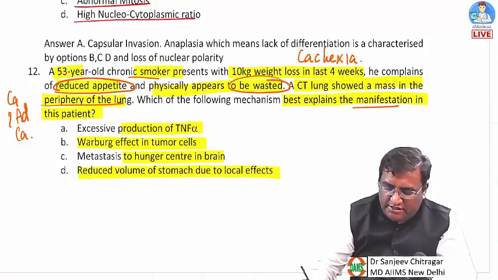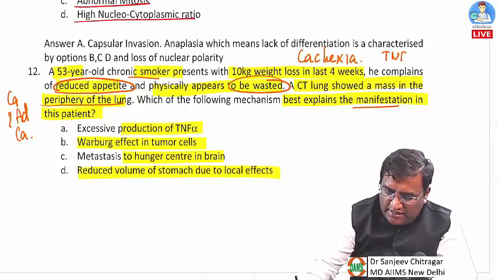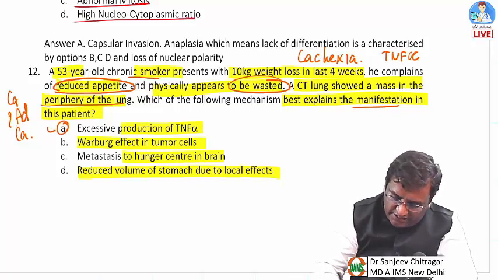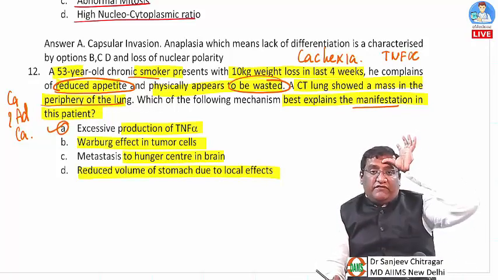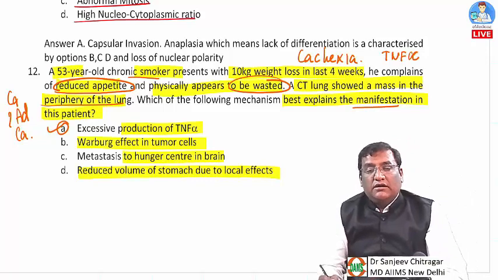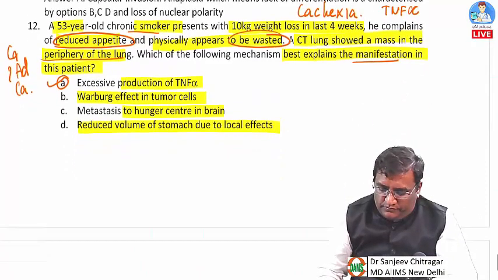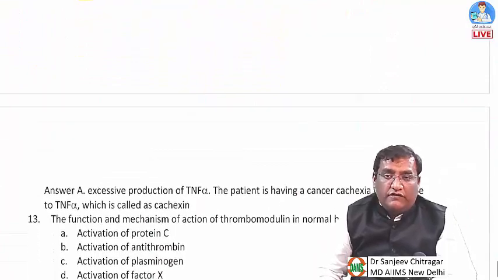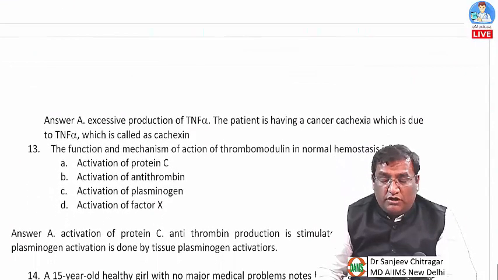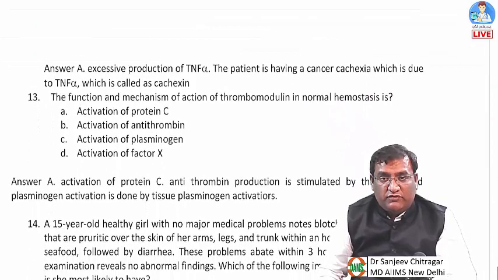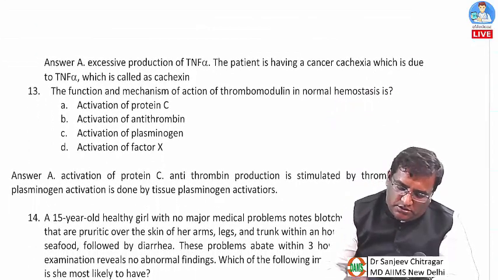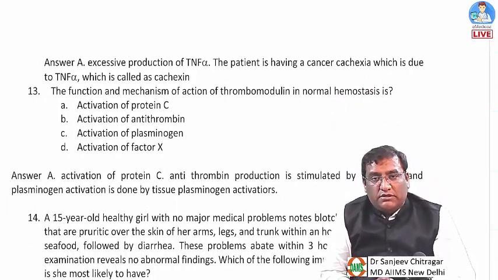Cancer cachexia happens due to TNF alpha released. This is called cancer cachexin. TNF alpha is called cachexin, which is causing the manifestations of cachexia. So due to constant death of the tumor cells, there will be release of chronic inflammatory mediators like TNF alpha, which will lead to this. Next question, question number 13.